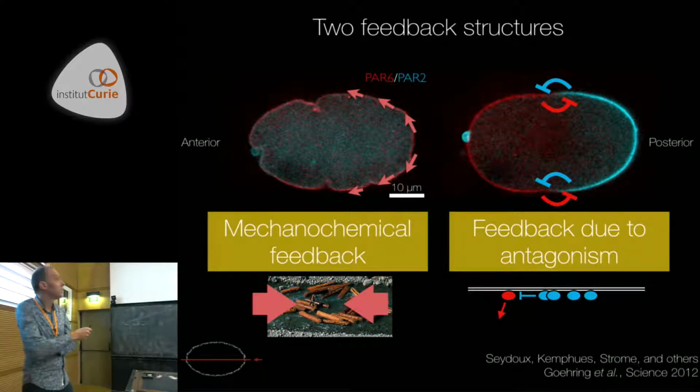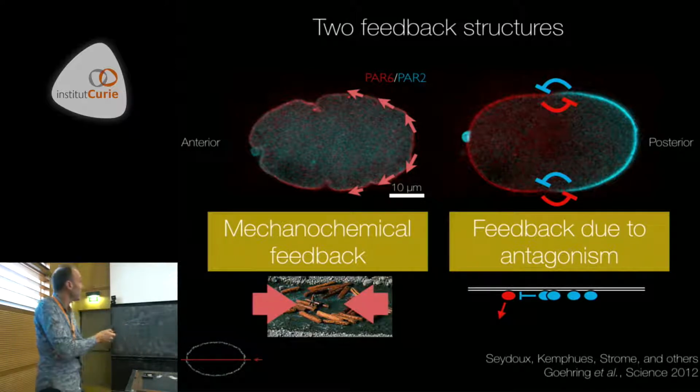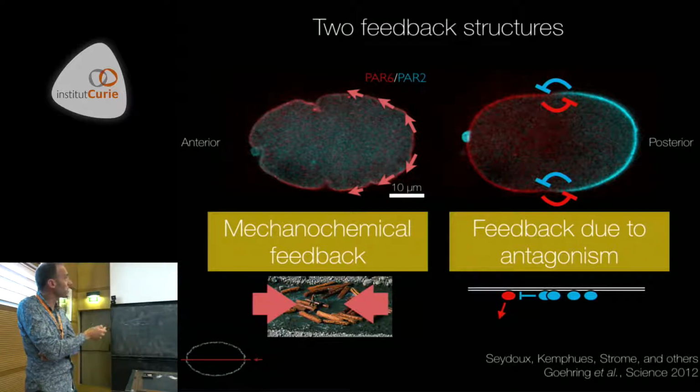Okay. So two feedback structures. There's this double antagonism, and this double antagonism also ensures that there's really just two domains, and there's no mix of red and blue. There's just a red domain and a blue domain. Okay. So two feedback structures: this cross-negative feedback and this mechanochemical feedback.